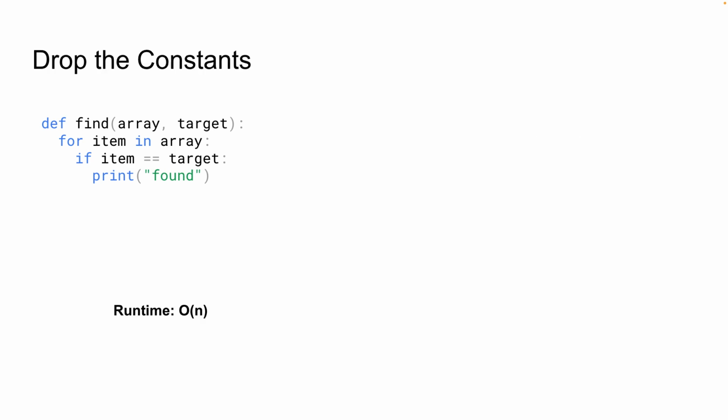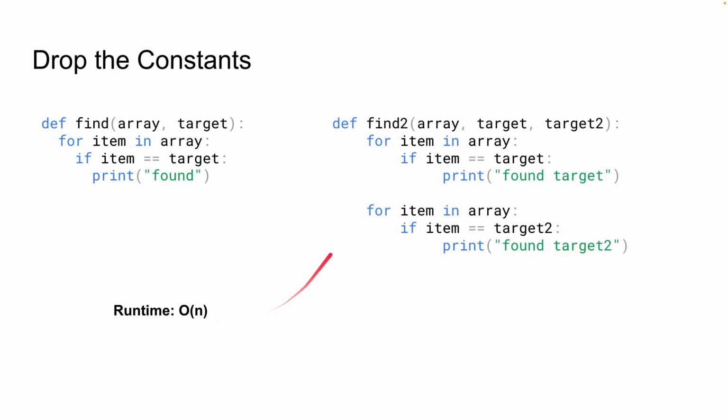Now, one rule to follow when calculating big N is that we want to drop the constants. So we've already seen that this find algorithm has a runtime of O of n. And say we have another algorithm, find2. It loops through the array twice because it's looking for two different target elements. You might think that the runtime is O of 2n, right? Because there are two loops. Well, this is actually incorrect. The runtime is still O of n.